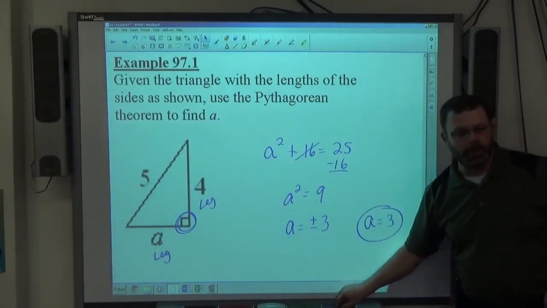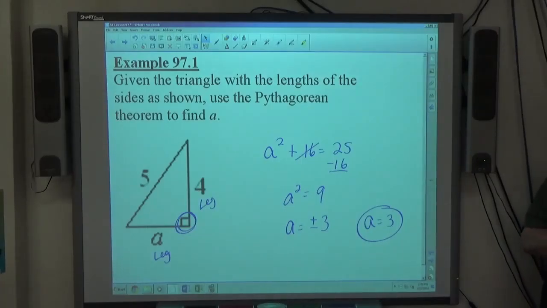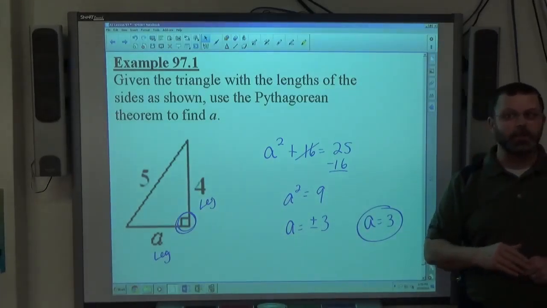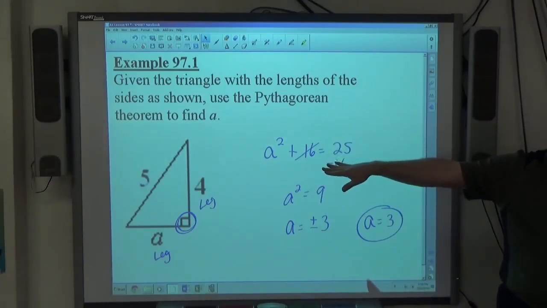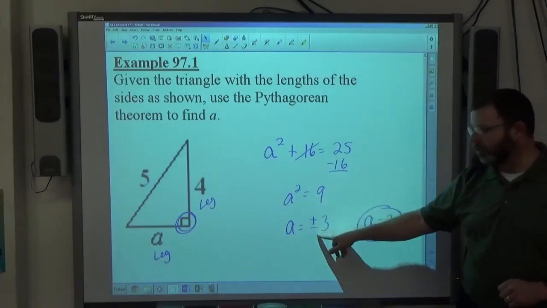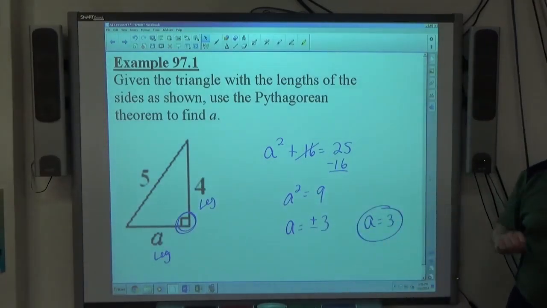So make a clear delineation in your homework. If it says solve and it's just letter squared equals number, plus or minus has to be written. If you try to find a missing side in a geometric figure, only give me the positive answer. The rule stays the same, but only the positive answer matters.